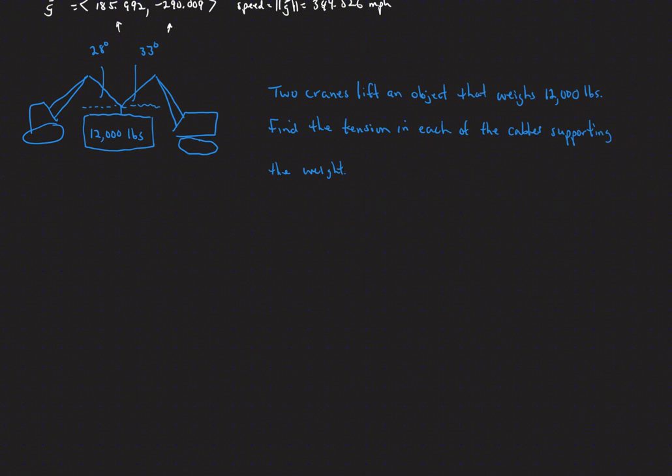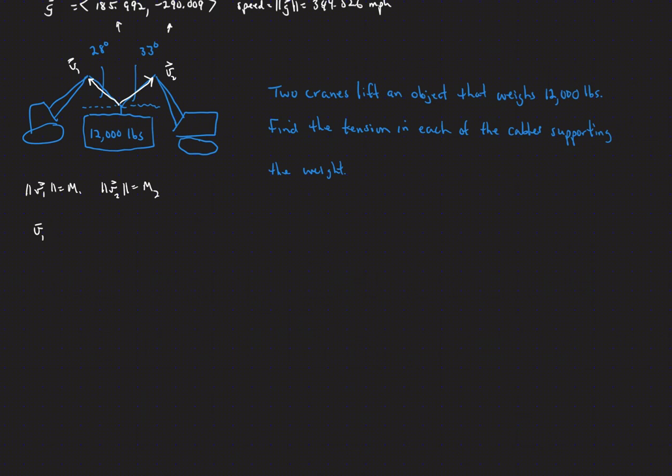Okay, now we're going to do a crane problem. So we can see that I'm going to call this vector 1 and this vector 2. So those are going to be force vectors. The tension is the force in those cables. And our vector, I'm going to say the magnitude of vector 1, I'm going to call M1, and the magnitude of vector 2, I'm going to call M2.